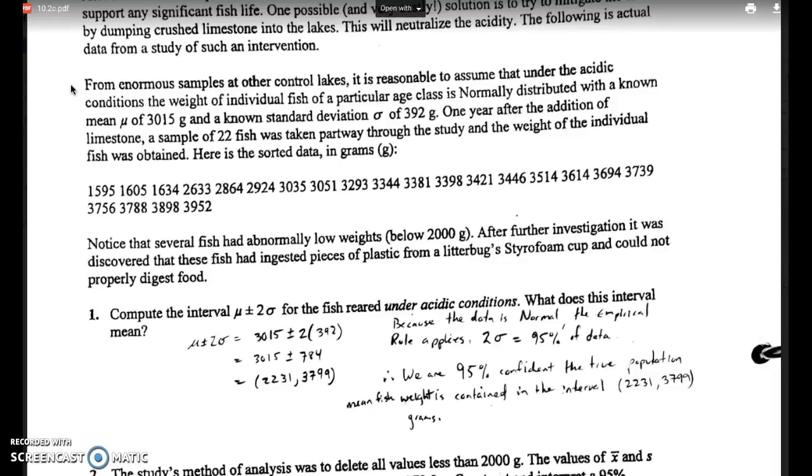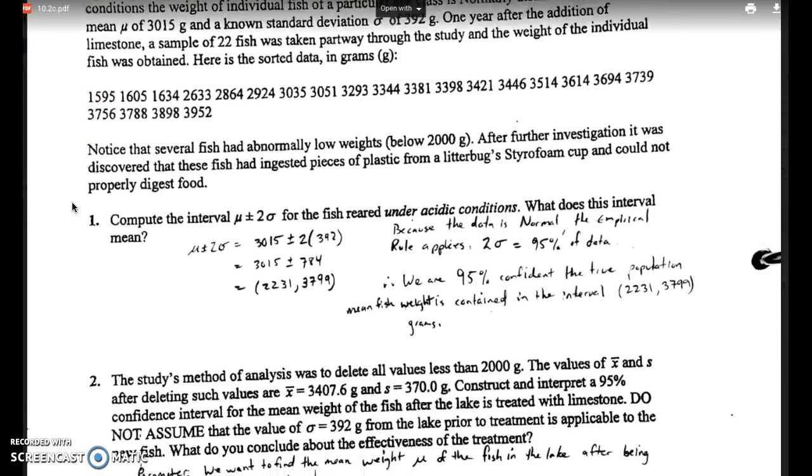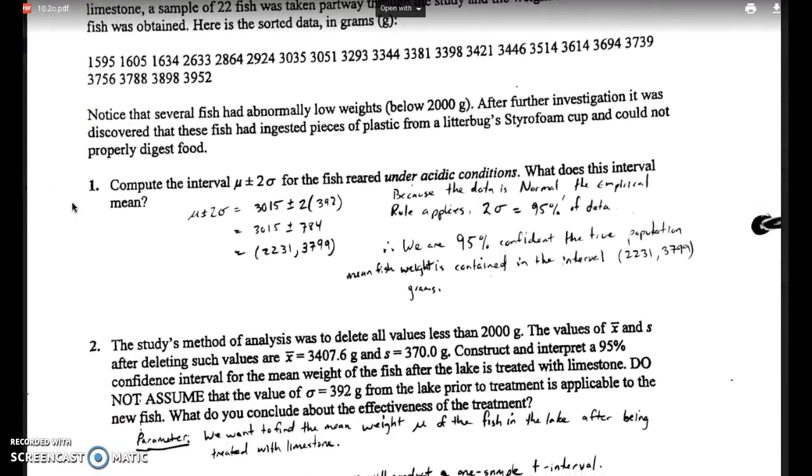Here is the sorted data in grams, and then you can see there's different weights for 22 different fish. Notice that several fish had abnormally low weights, below 2,000 grams. After further investigation, it was discovered that these fish had ingested pieces of plastic from a litter bug's styrofoam cup and could not properly digest food. Question 1. Compute the interval mu plus or minus 2 sigma for the fish reared under the acidic conditions. What does this interval mean?